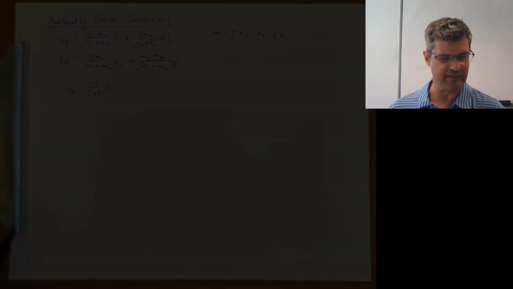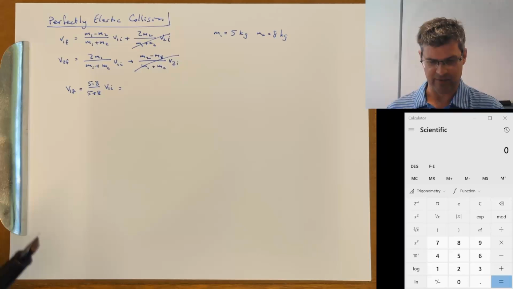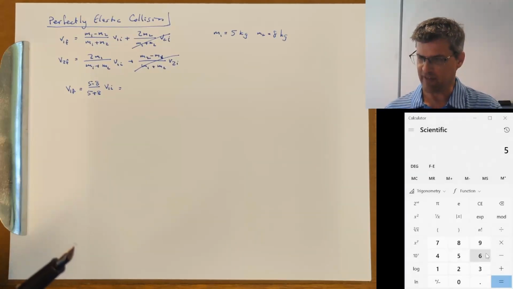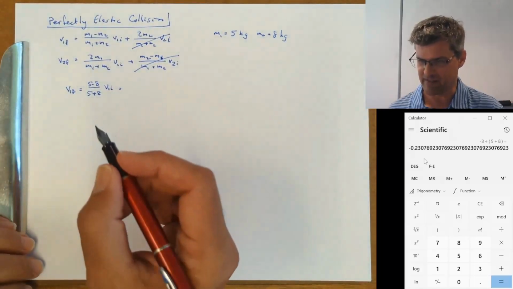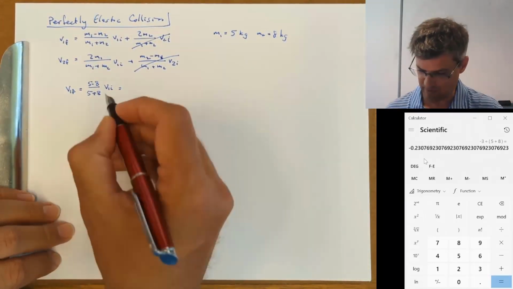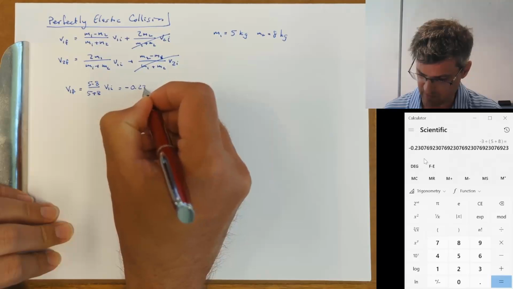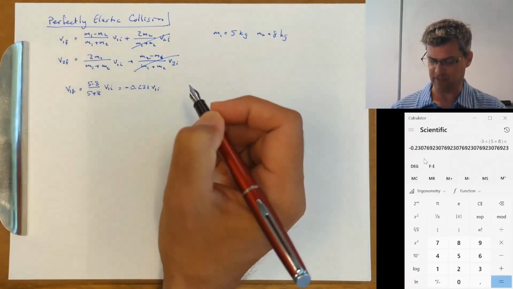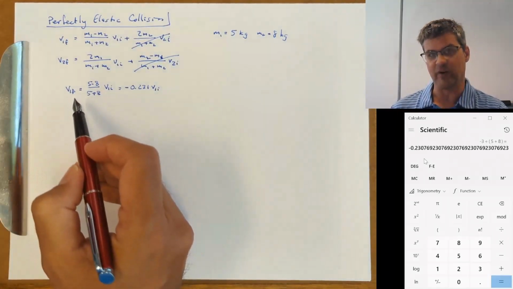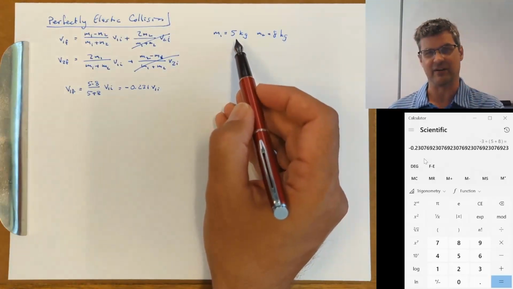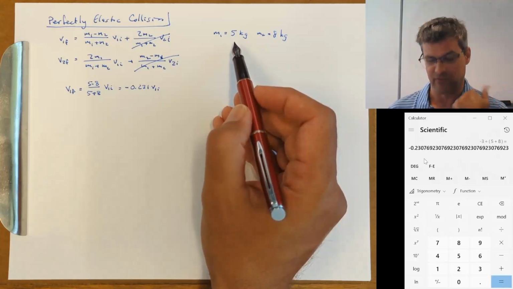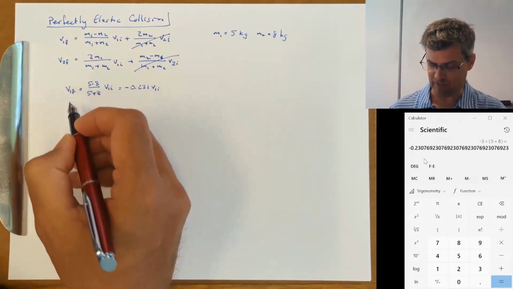So it's something like negative 1/4. I could pull up a calculator here, I suppose. And here with our calculator, 5 minus 8 divided by 5 plus 8. Yeah, it's about minus 1/4, minus 0.231 v1 initial. So this is a scenario where the first ball, the 5 kilogram mass ball, hits the second ball and bounces backwards. Okay, this is one extreme case.